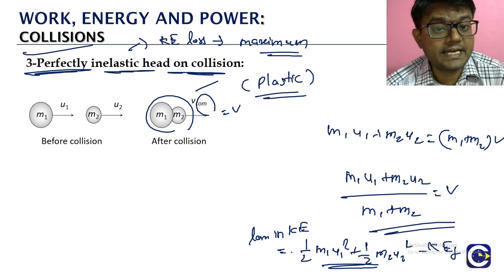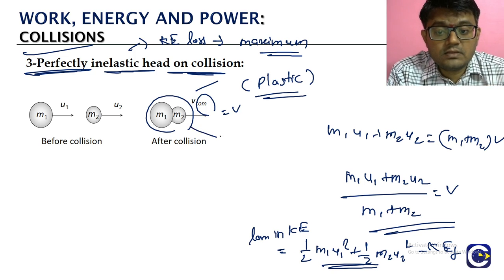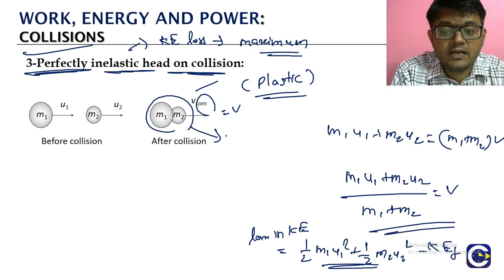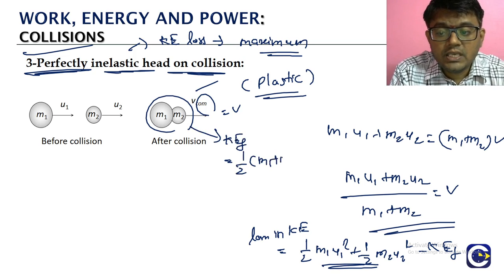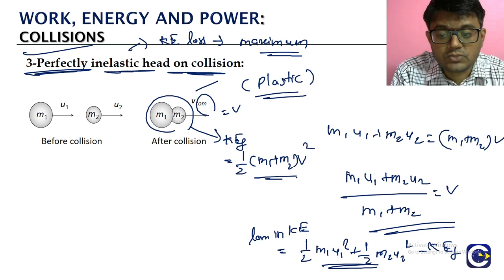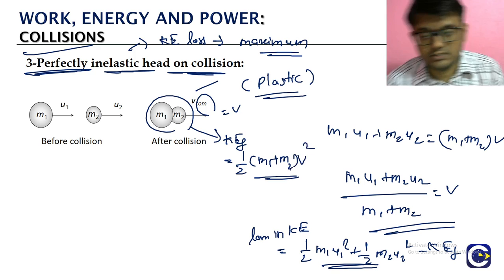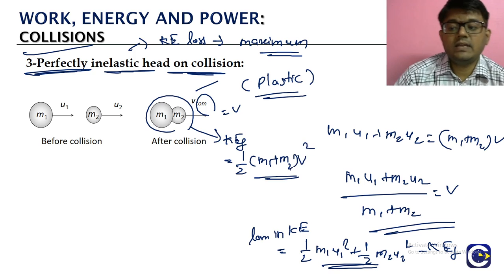What is the final kinetic energy? Both are moving with the same velocity, right? So what is the final kinetic energy value? It is half times m1 plus m2 into v square. The v is the common velocity. Okay? So then we'll have two types of questions.